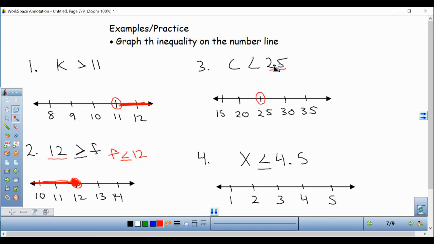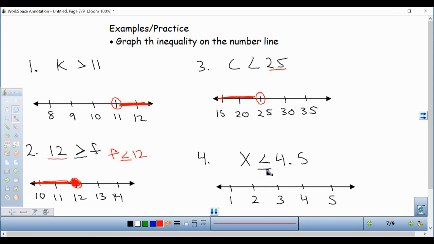So c is less than 25. Can c be 25? No. So therefore it is unshaded. And we shade everything that c can be. C can be 24, 23, 22, 21, and so on and so on. So everything else gets shaded.